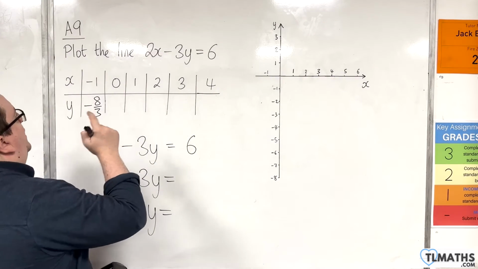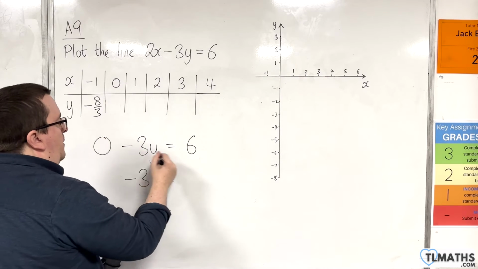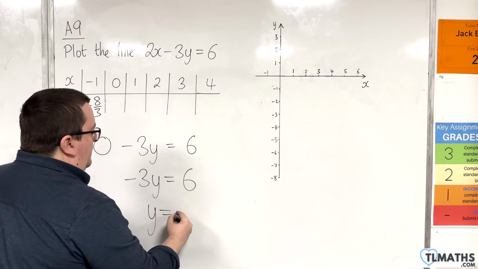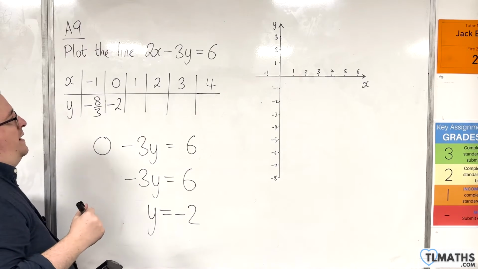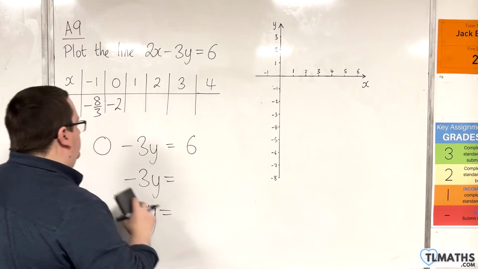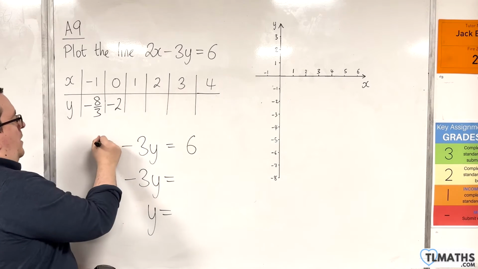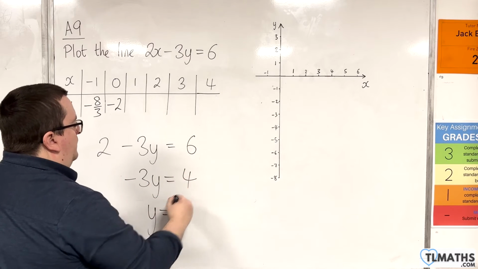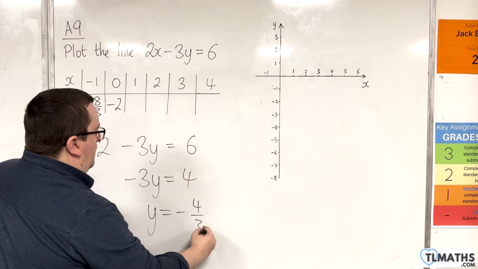Now, when x is 0, we'll have two lots of 0. So minus 3y is equal to 6. Divide both sides by minus 3, and we get minus 2. So minus 2 is our value there. Now, when x is 1, two lots of 1 is 2. Take the 2 from both sides, then divide both sides by minus 3, so minus 4/3.